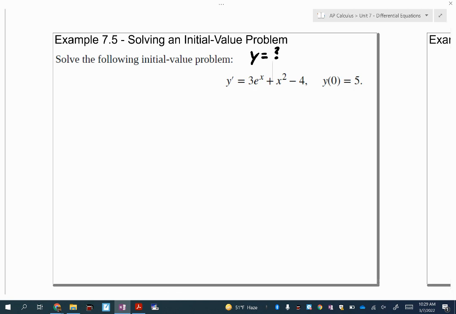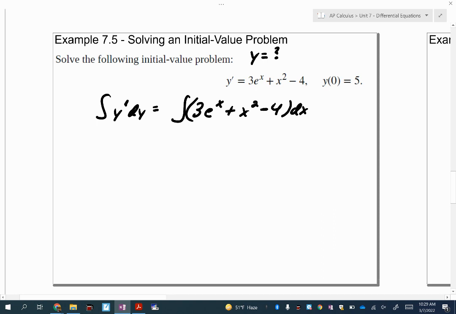So what I'm going to do is take the integral of both sides, the integral of y prime, and then the integral of 3e to the x plus x squared minus 4. All right, so the integral of y prime is just y. That probably makes sense. But I should put plus c, with a little subscript of 1 here to show you that you could have y plus 6, y minus 9. It wouldn't matter what that constant was. You would still get the derivative of y as y prime because that would be 0.